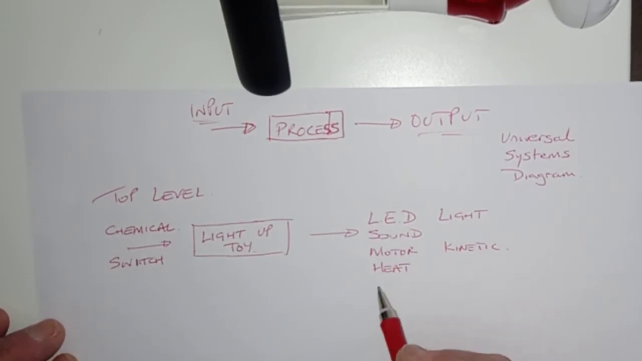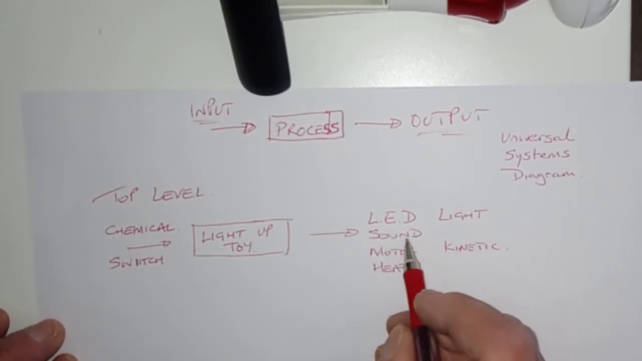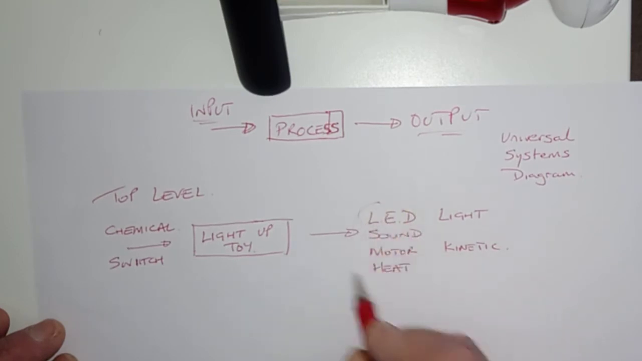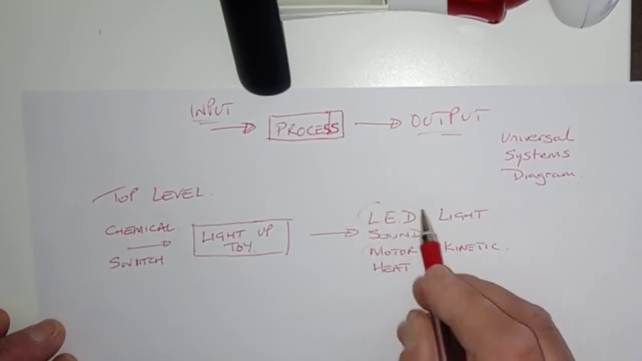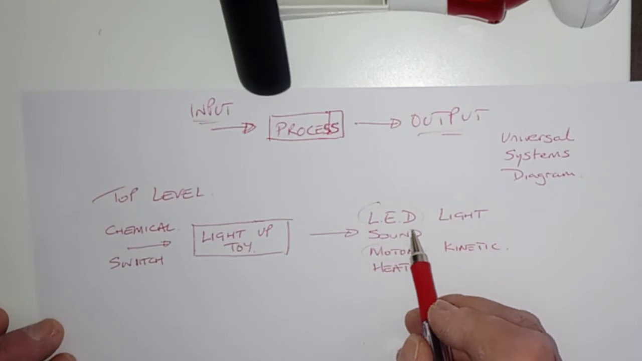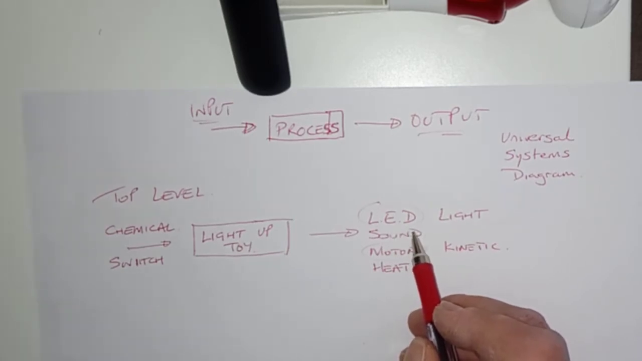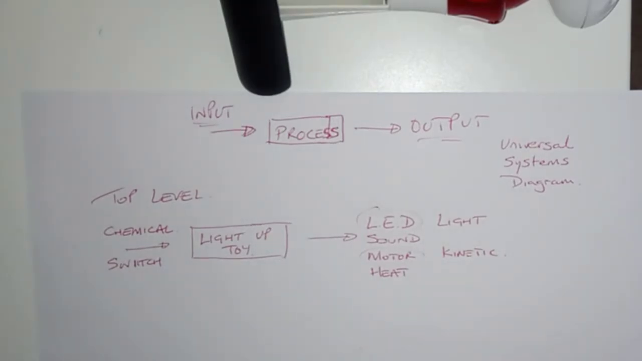So we can break these down into subsystems, because if we've got LEDs here and we've got a motor here, there needs to be something that's going to make these work. There's going to have to be something that powers these. So let's break this down. Let's have a look inside this light up toy.